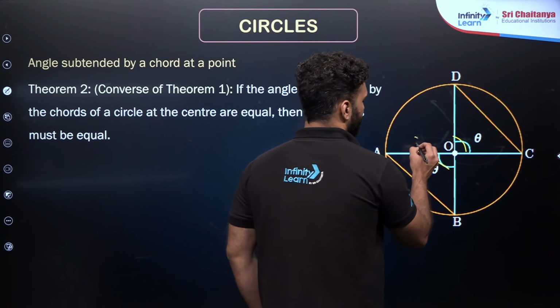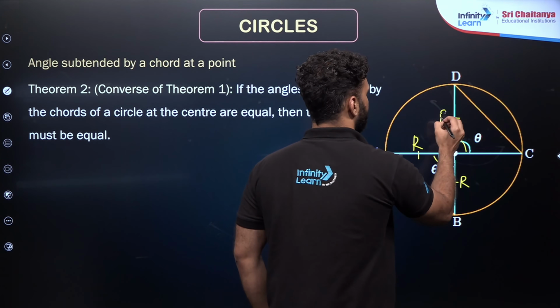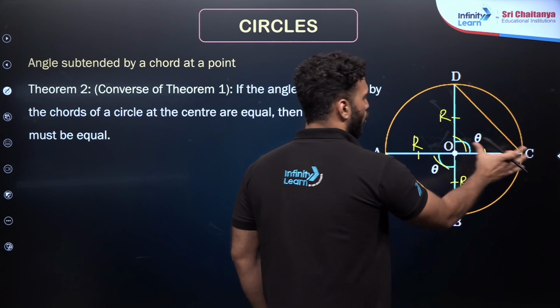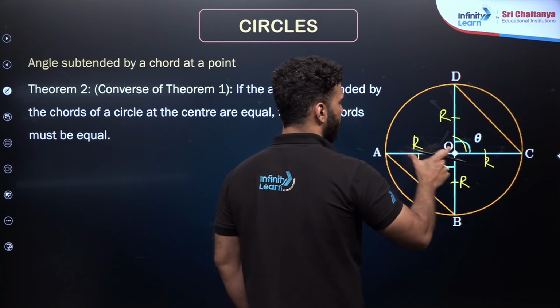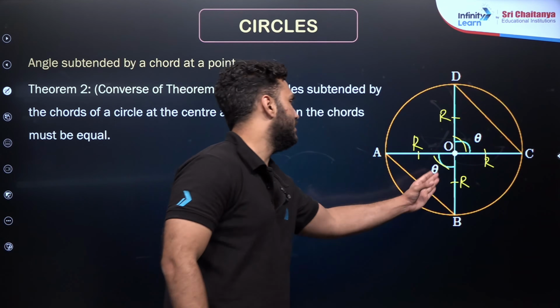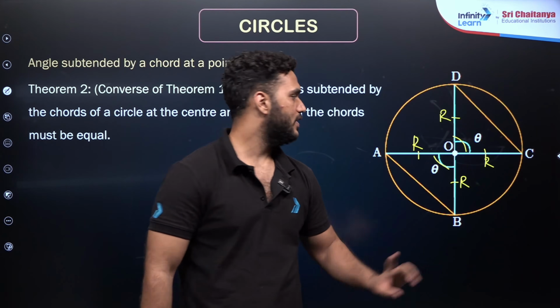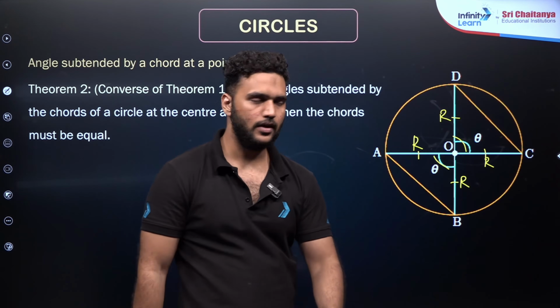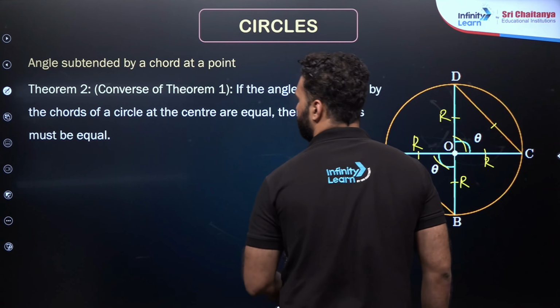Why? Sir, this is R, this one is R, this is R, this one is R. Then OC and OD are equal to OB and OA. And it is given that theta and theta are equal. Then using SAS, you can prove that these two triangles are congruent. That's why this line and this line must be equal.